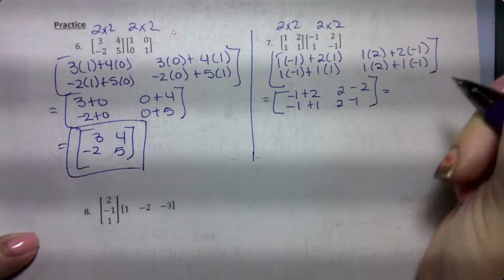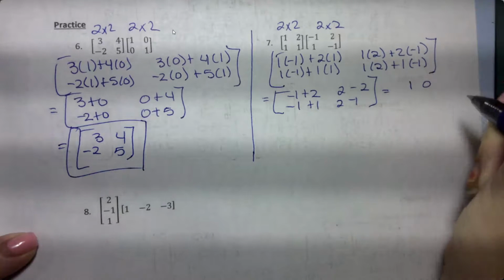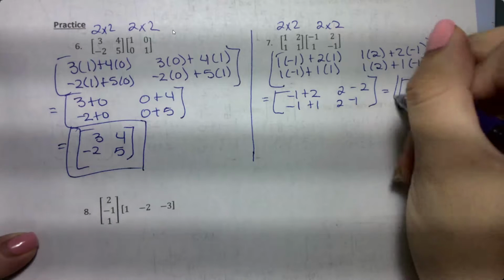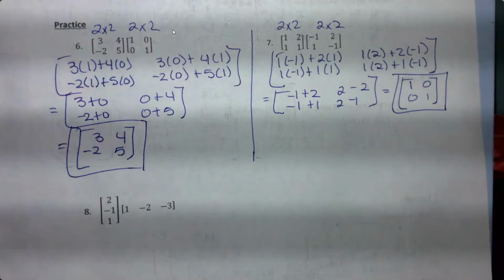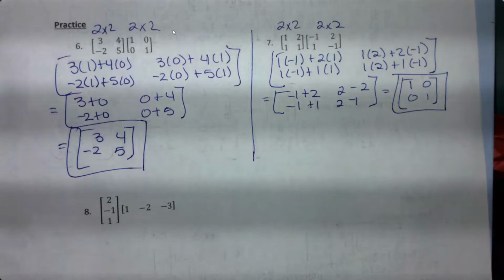I can go ahead and solve these out. I get 1, 0 for my first row, 0, 1 for my second. This gives me the identity matrix, so that tells me that those two matrices I multiplied together are inverse matrices, which will give me back the identity matrix, which will be important in later years of math.